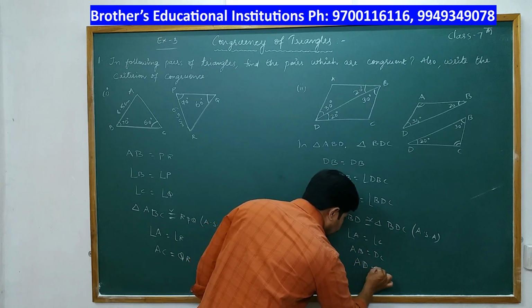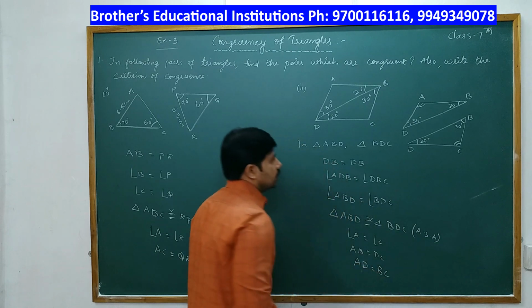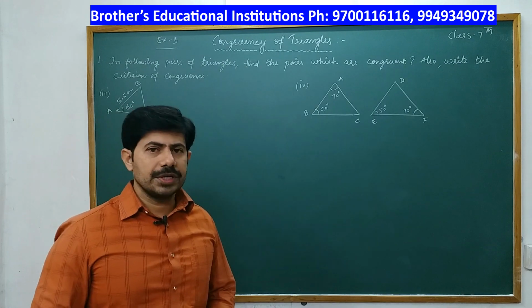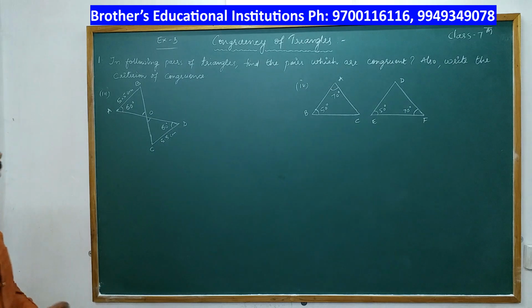AD is equal to BC. Okay, so this is completed. So next problem: in the following pairs of triangles, find the pairs which are congruent. Also write the criterion of congruency.